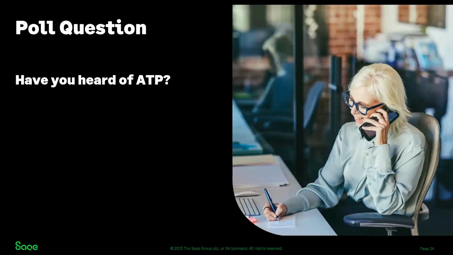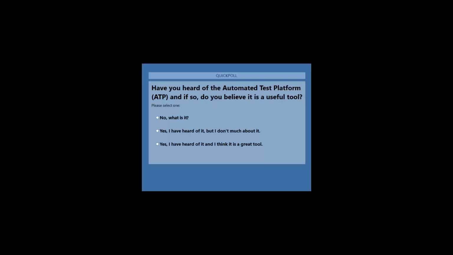And there you go. There's your poll. So have you heard of the automated test platform? And if so, do you believe it is a useful tool? So the voting's open. Panelists are voting. Got 27% voted in. About halfway through. Nice. So just about everybody's, about 3/4 of the folks. Clark, go ahead and it's up to you when you want to go ahead and close that out.